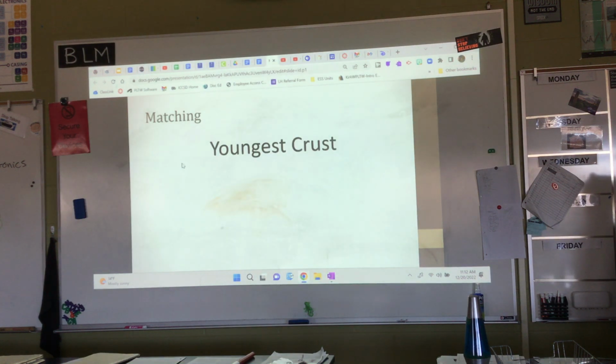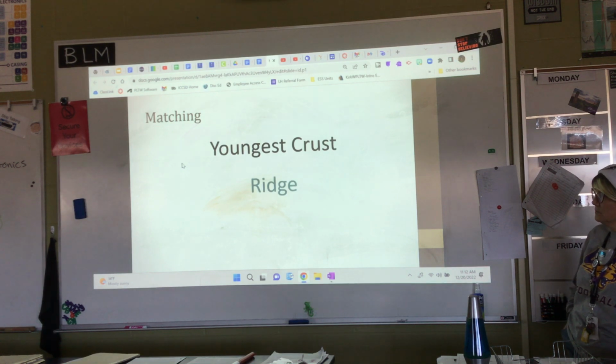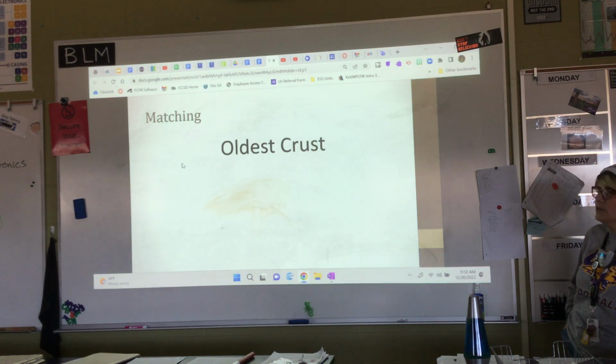All right, let's do a check. You've got a matching section down there for ridge or trench. Where's the youngest crust? At the ridge or at the trench? The ridge is the youngest crust. So please write the word ridge or R. Are you with me? We're at the bottom. Matching. Oldest crust, ridge or trench? Trench. T or trench. That's where the oldest crust is.